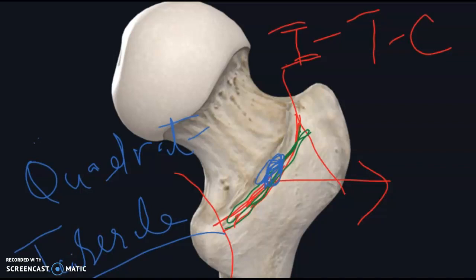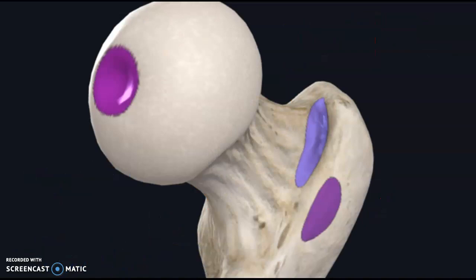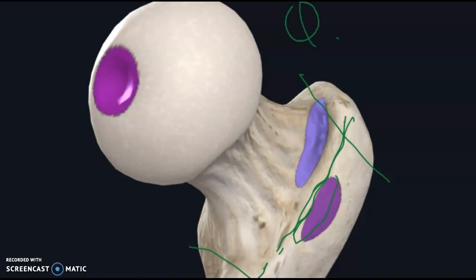So here you'll be able to see that between the greater trochanter and lesser trochanter, we have the intertrochanteric crest. At the middle of the intertrochanteric crest there is a bony elevation, and that's called the quadrate tubercle. Alright, so that's the quadrate tubercle.